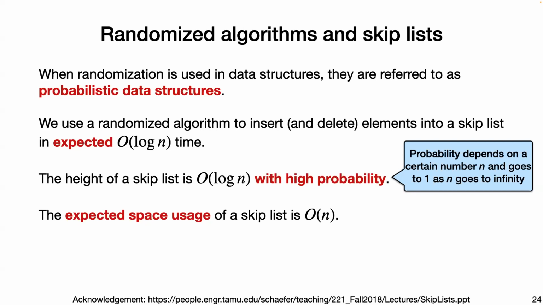The height of the skip list is log n with high probability, which is a stronger claim than with expectation. Expectation is an average case type of claim, and high probability means the probability depends on n and goes to 1 as n goes to infinity. So as your data structure gets larger, high probability means this is an almost certain event. And the expected space usage, again an average case thing, is order n. The high level way that works is that the bottom level is clearly n because it stores everything, but as you go higher and higher, the levels get smaller and smaller, asymptotically decreasing in expectation as you go up.